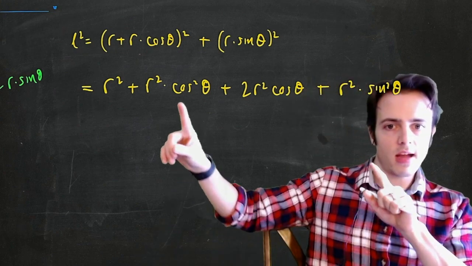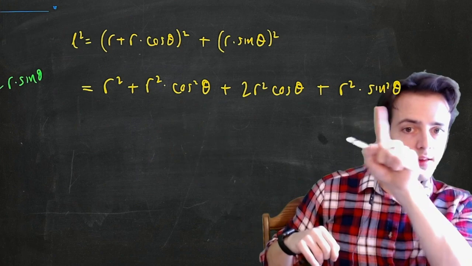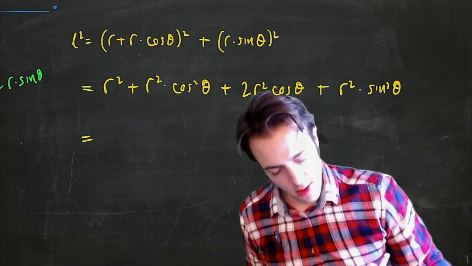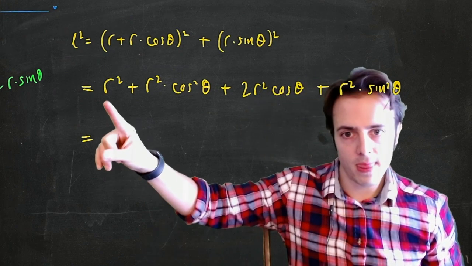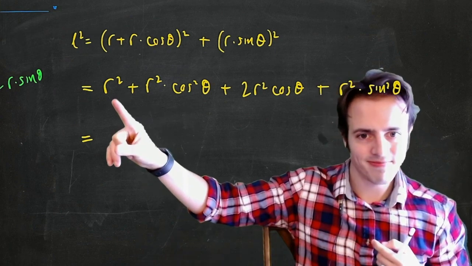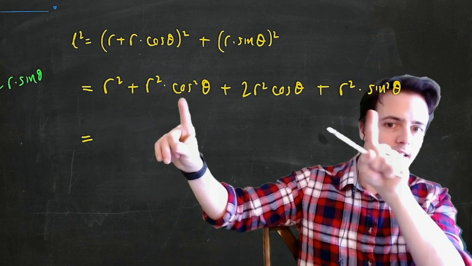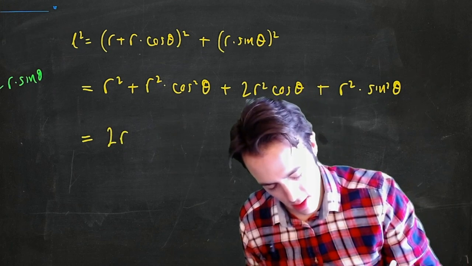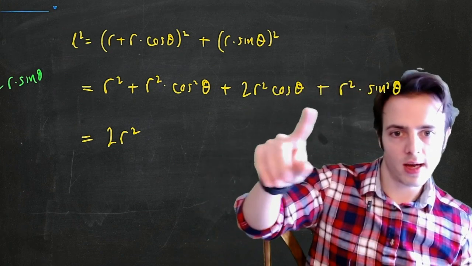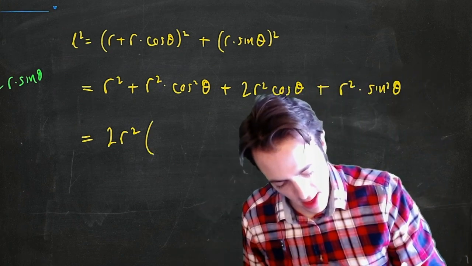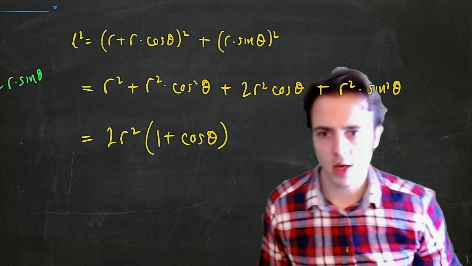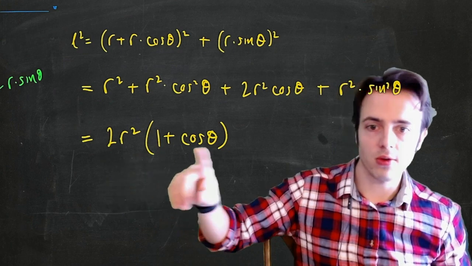You should be able to see that I've got an R squared cosine squared theta and an R squared sine squared theta. Sine squared plus cosine squared theta is 1. Sorry, I've got R squared plus these two things just add up to give me R squared. So I end up with 2R squared. And in fact, I've got 2R squared cosine theta. So let's simplify that in one step. Okay, so my L squared is equal to this.